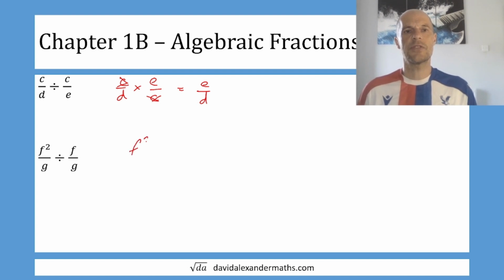Second example, f squared over g divided by f over g is the same as multiplying by g over f. We've got a g on the bottom and the top, they'll cancel. This f will cancel with one of the two f's here, leaving just f.